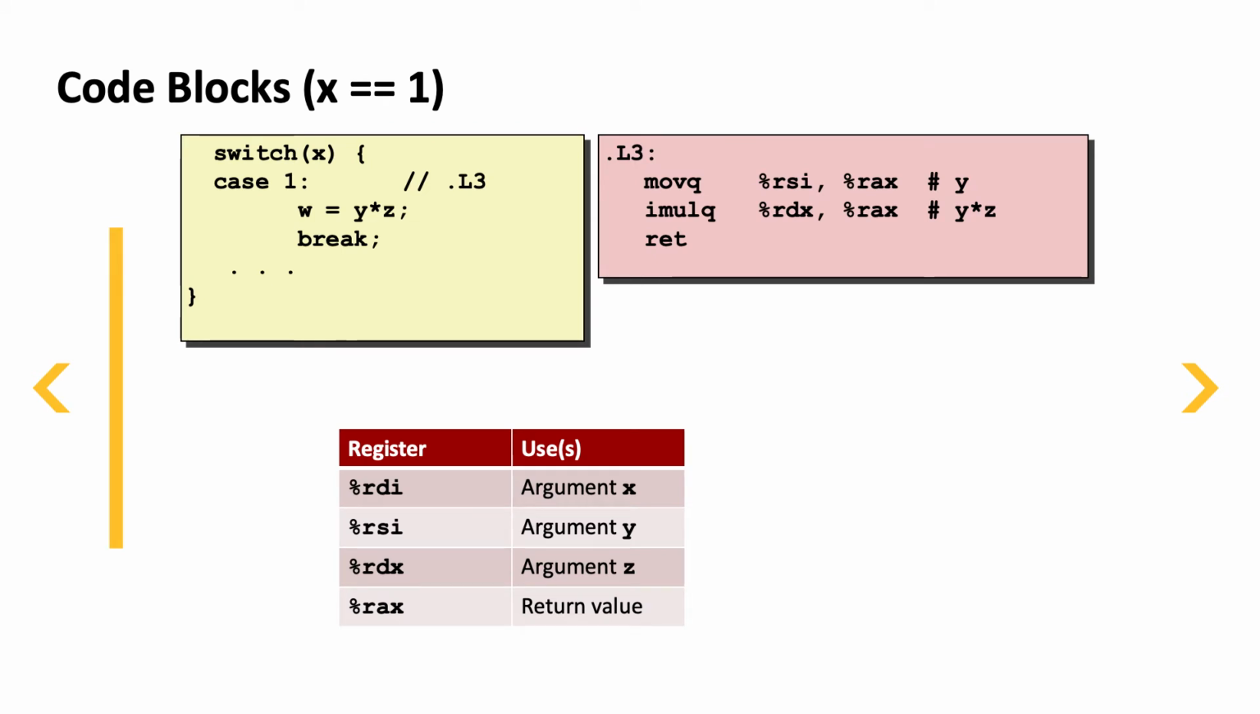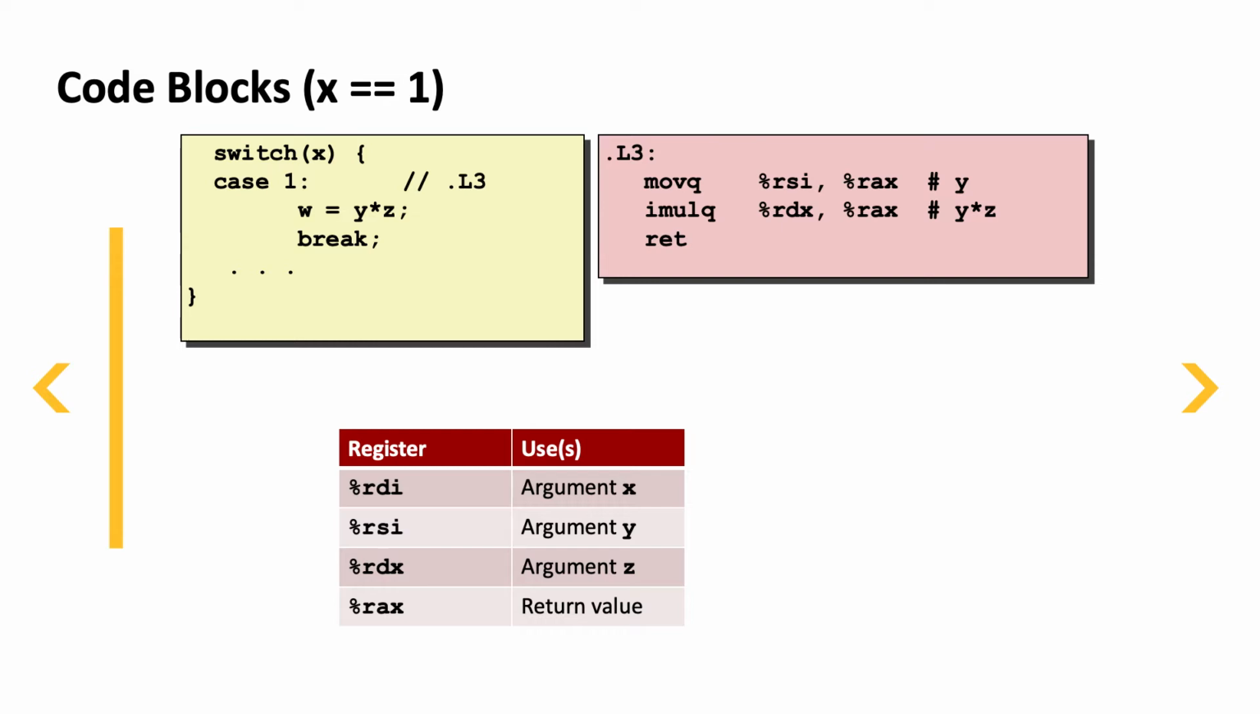So now that we figured out how to get to our code blocks, let's take a look at what those code blocks might look like. Case 1, perfect example. We saw from the jump table that that's going to map to label L3. So over on the right here, we have the assembly. What we're going to do is just calculate y times z, drop that into w, and then break. And all we're doing after we break is returning w, right? So what we want to accomplish here in this code block is to multiply y by z and return the result of that value. And remember, the return value is always going to live in RAX.